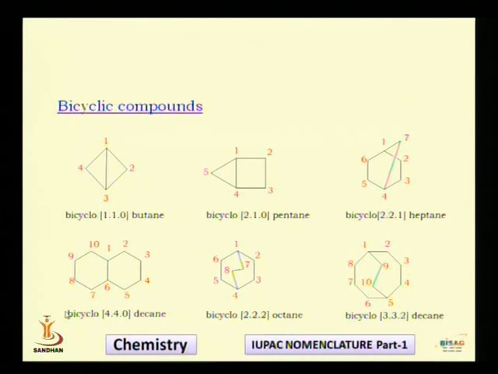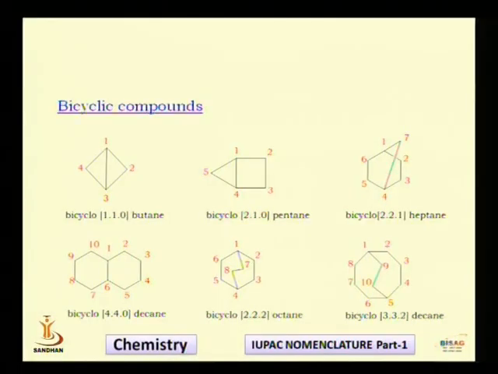So what will be the name of this compound? It is bicyclo 4,4,0 decane. So this is how you can go for other systems. And I hope that the numbering and nomenclature of this bicyclic system must have become clear to everybody.